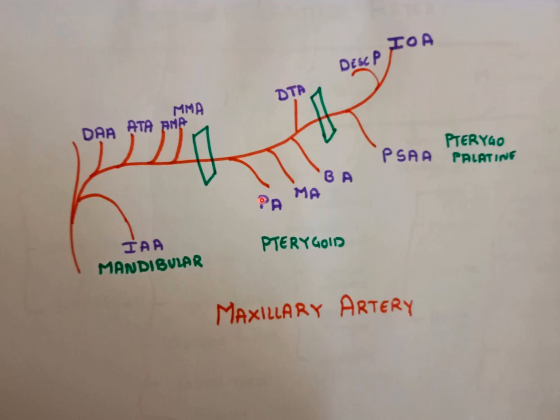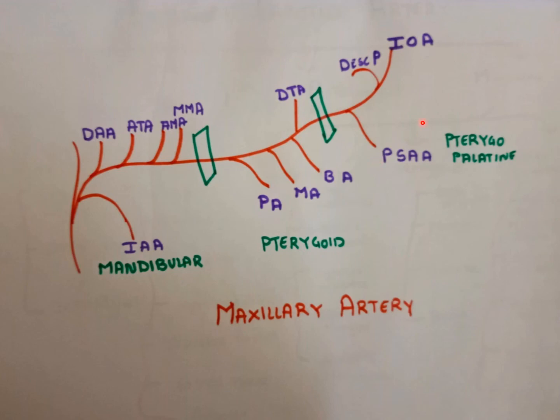And there are the pterygoid arteries. The pterygoid artery supplies the medial pterygoid and lateral pterygoid. The masseteric artery supplies the masseter muscle. Then there is the buccal artery, or buccinator artery, which supplies the buccinator muscle and buccal mucosa.